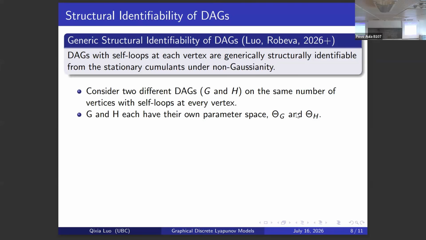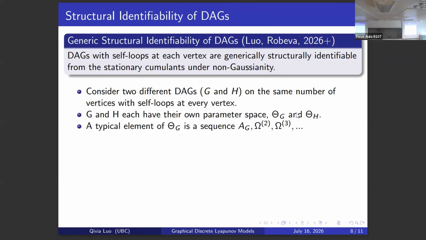G and H will have their own parameter spaces, and we have to learn about the parameters of G and of H. The parameter space associated with graph G is a sequence: the first element is the weighted adjacency matrix corresponding to graph G, and then we have a sequence of error cumulants.